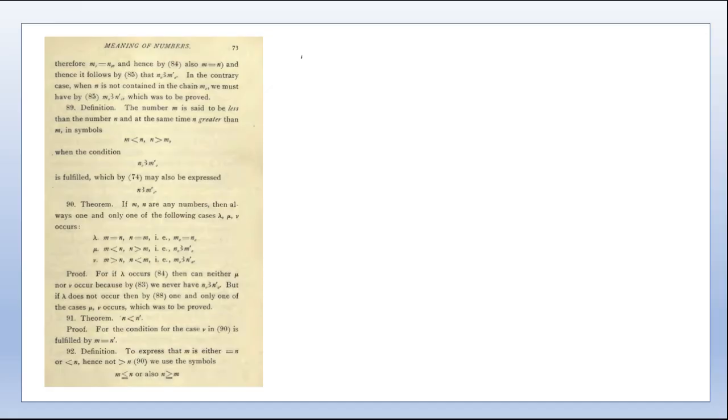Mu, which is that if m is less than n, or n is greater than m, then the chain of n is a part of m0 primed. So that's mu. And then we've got nu, which is m is greater than n, or n less than m. Then we've got that m0 is a part of n0 primed.